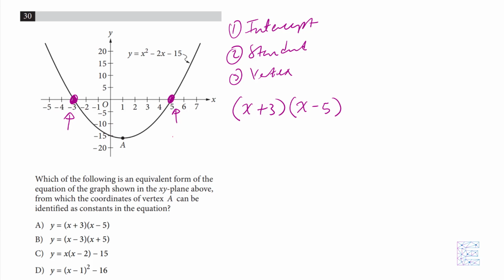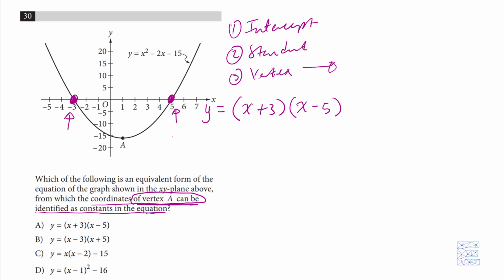However, you want to be careful because the question was saying the coordinates of vertex A can be identified as constants in the equation. The only form that gives you the vertex as constants is the vertex form. So then we have to take this equation and write it in vertex form. Thankfully, we've already learned how to write equations from intercept form to vertex form.